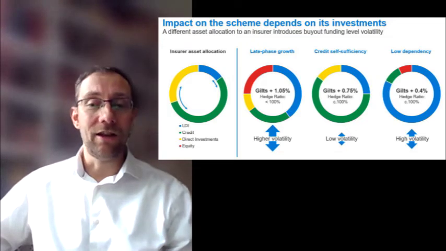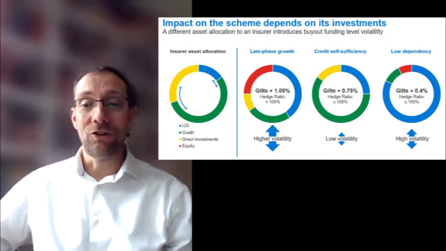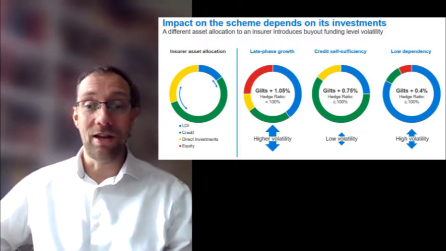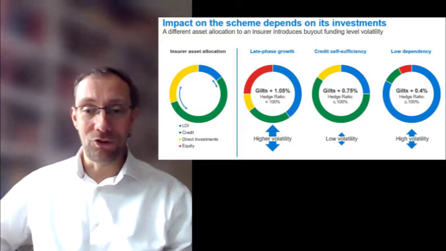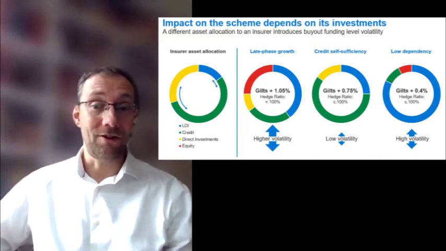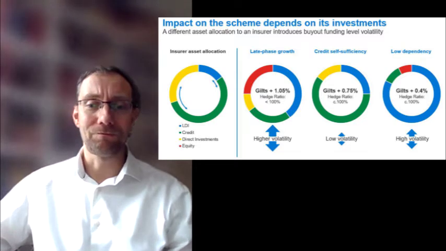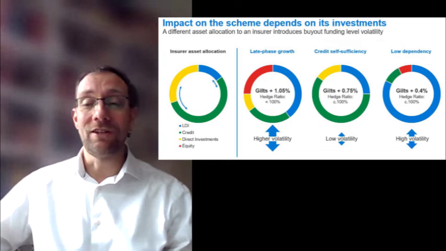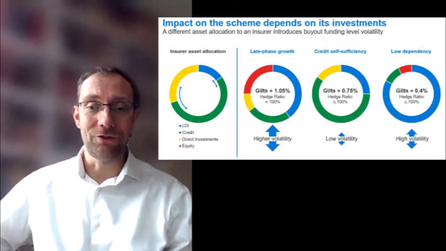And then right at the end, a low dependency portfolio, being an illustration of what the Pensions Regulator is illustrating for pension schemes as they approach an endgame, thinking of something that is predominantly interest rate hedged, but with a low allocation necessary to market investments. Now, we can see that from these three different portfolios, the buyout funding level volatility of these three schemes will be quite different.